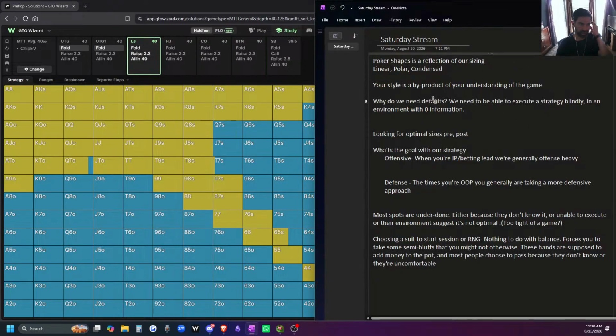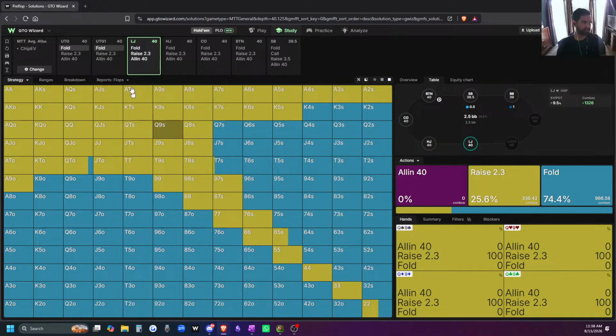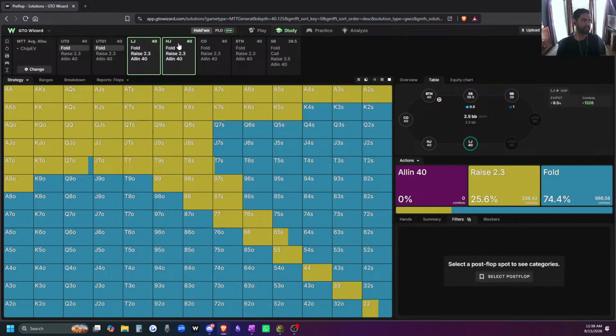I'm just trying to riff off of these things here. So, we need to be able to execute a strategy blindly in an environment with zero information. That strategy is given to us in a solver. The solver is completely transparent: all ranges, all positions, all stack depths. They're aware of each other's combos. So this is what's optimal here.